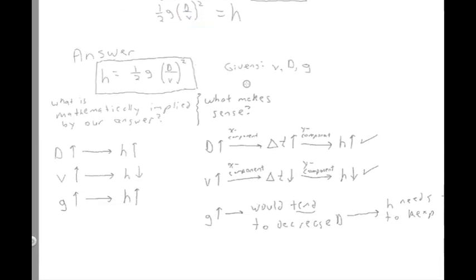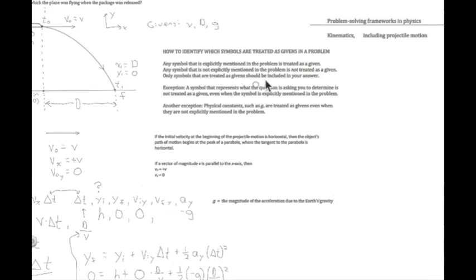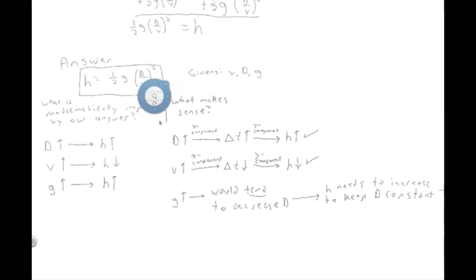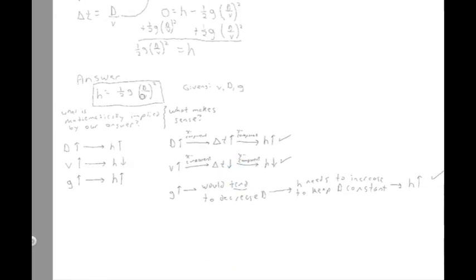We saw how it was useful to have made a list of the symbols that we're treating as givens for the problem, using these rules for identifying the givens. And we practiced this difficult skill of asking for a symbolic answer: if we change each of the givens while holding the other givens constant, how would we expect that to affect our answer? We checked what was mathematically implied by our answer and what would make sense. That's a useful skill for you to keep practicing on your own for symbolic problems.